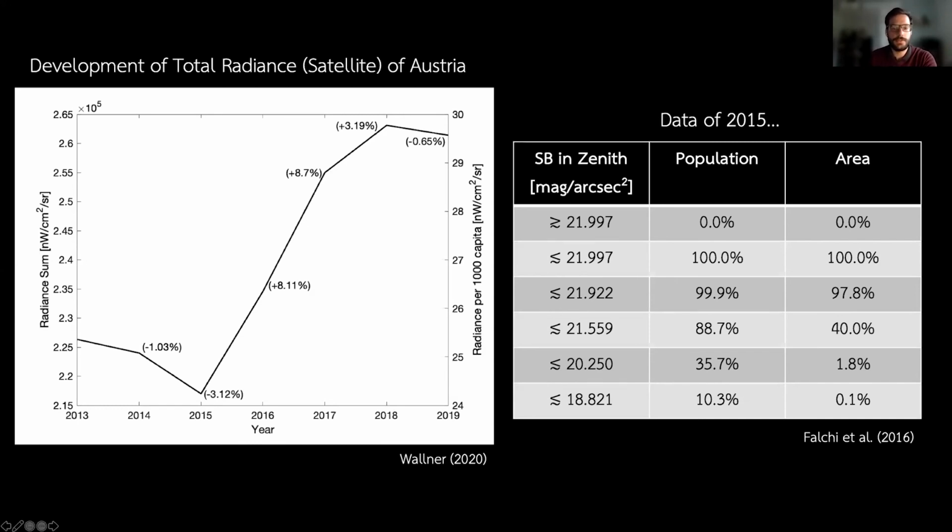And here, in fact, you can see from this light pollution world map that at the night sky, for example, this classification of 18.8 magnitudes of sky brightness means that a night adaptation for our eye is no longer possible. And this affects more than 10% of the population here in Austria, only 0.1% of the area. But this means here we are talking about the inner city of Vienna, in fact.